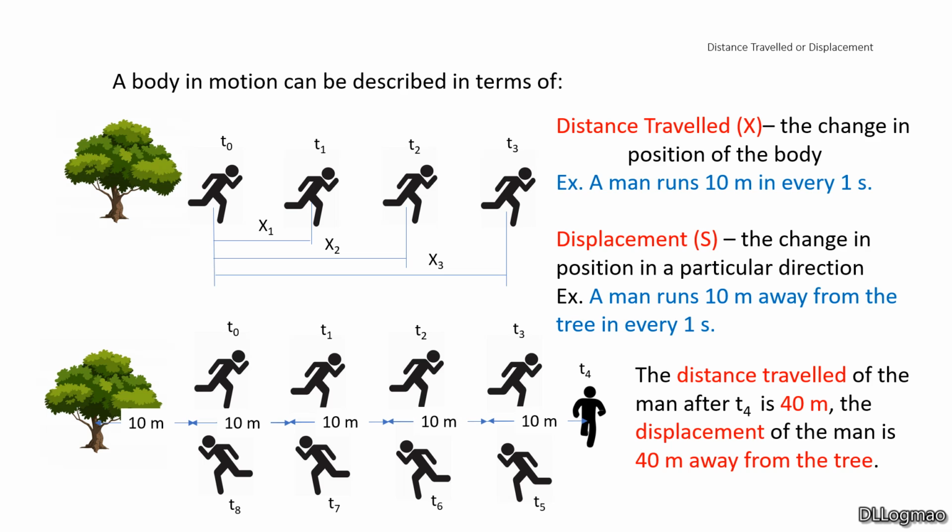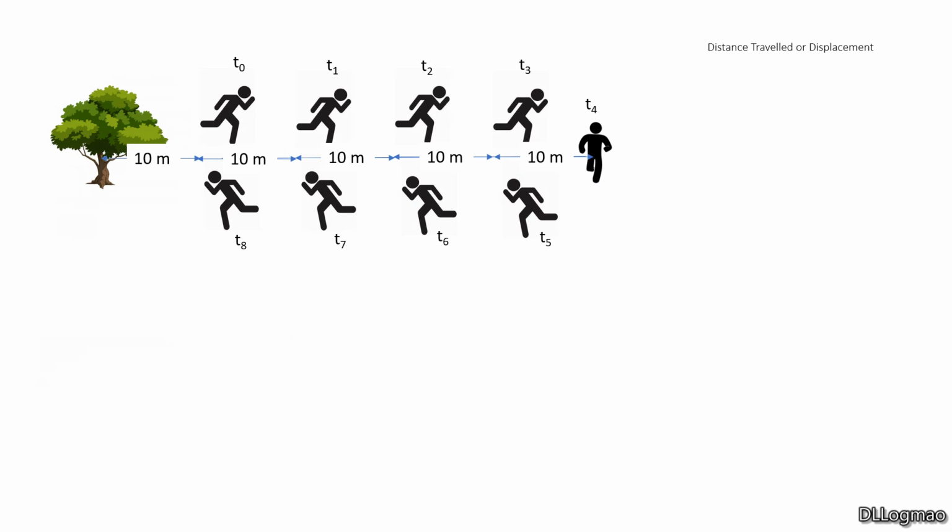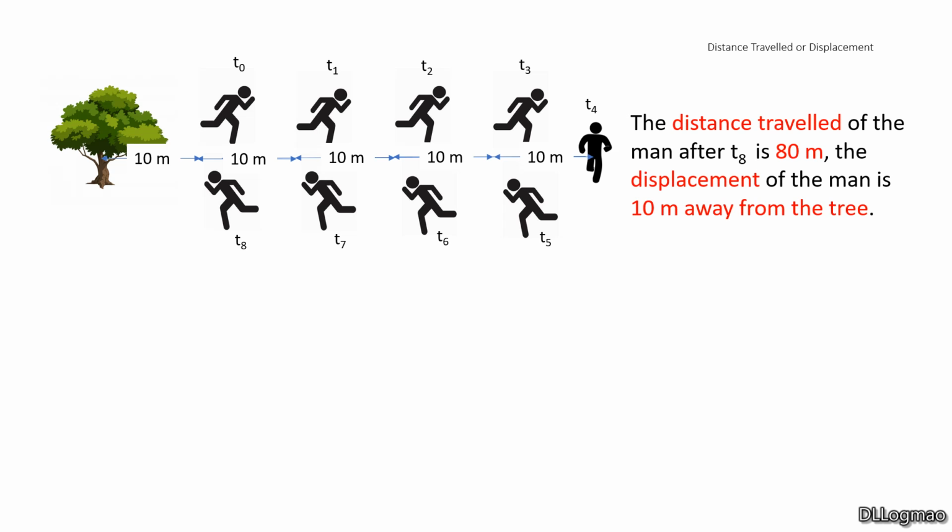What is the distance traveled and displacement after time sub 8? Note that the direction changed after time sub 4. The distance traveled of the man after time sub 8 is 80 meters. The displacement of the man is 10 meters away from the tree. What can you say about the magnitudes of distance traveled and displacement?